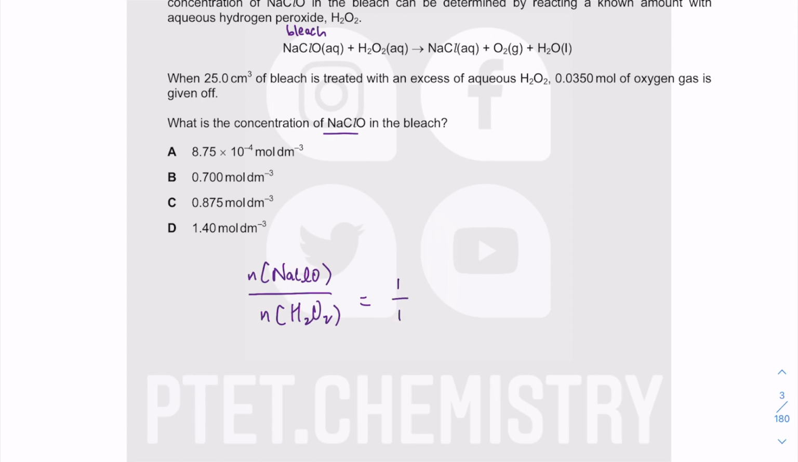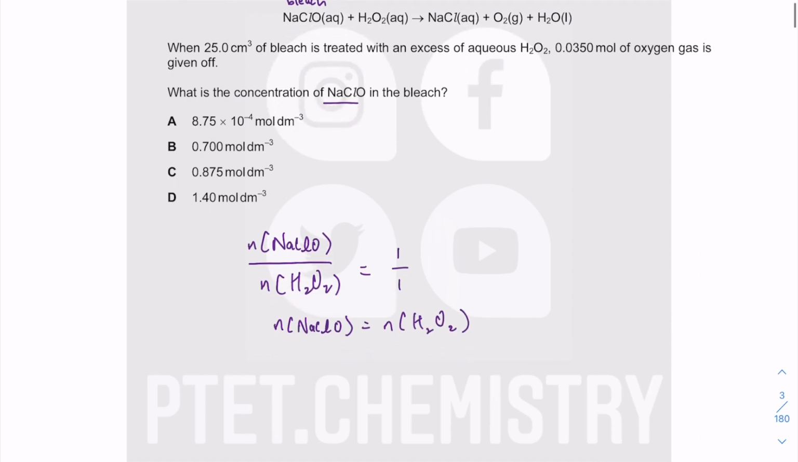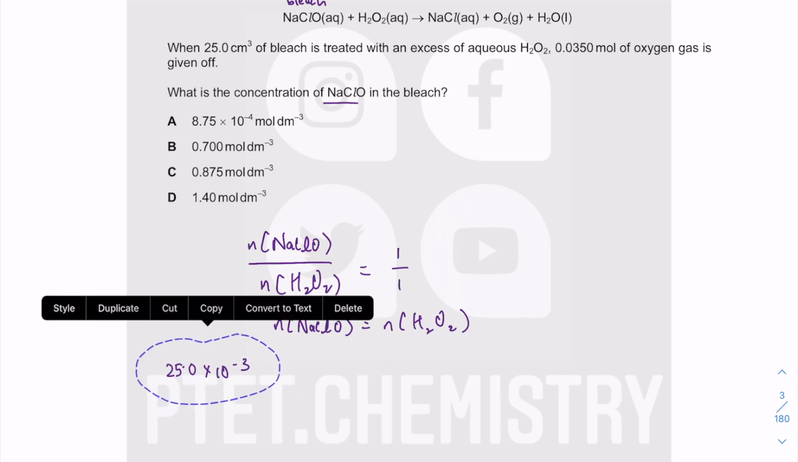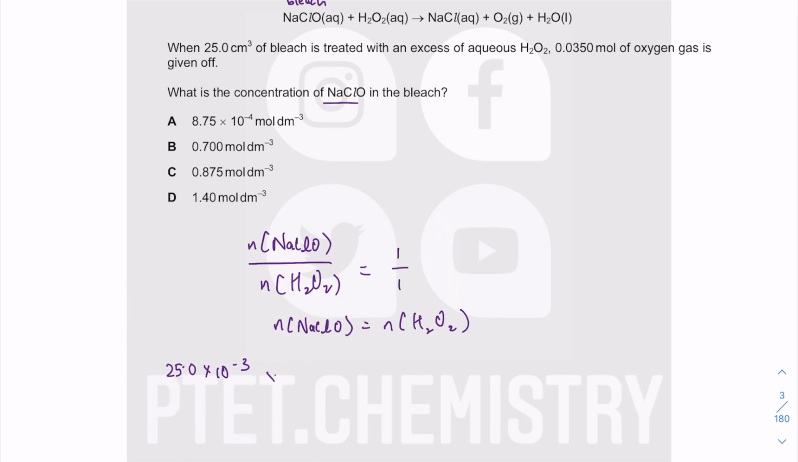But then I could also see that they are 1-to-1, so I could very easily set them up side by side like this to simplify my bookkeeping. Alright, so 25.0 cm cube of the bleach, I would need to convert to dm cube by dividing by 1000 or multiplying by 10 to the -3. And then I multiply by concentration.